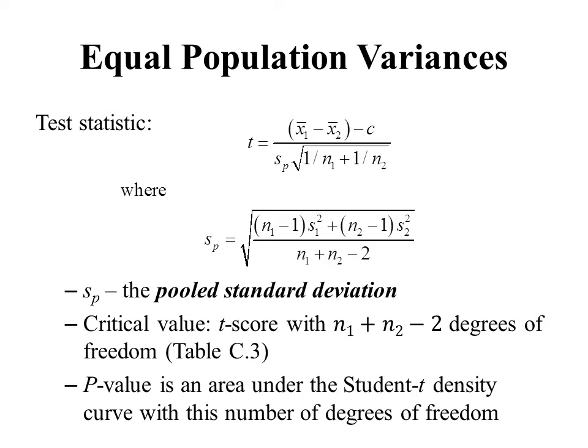Now the critical value for this type of test is a t-score with n1 plus n2 minus 2 degrees of freedom. And that critical value comes from table C3 in our appendix. And a p-value is the area underneath a student t-density curve with this number of degrees of freedom. So again, it's an area underneath a student t-density curve.